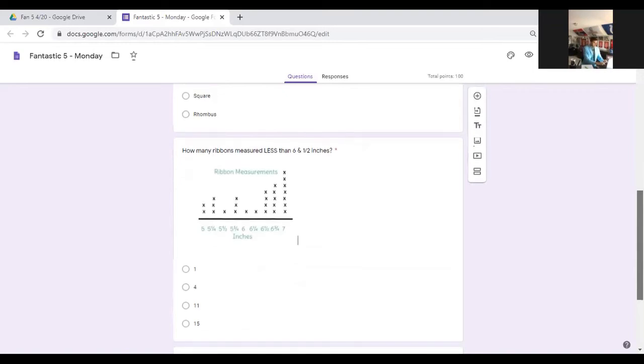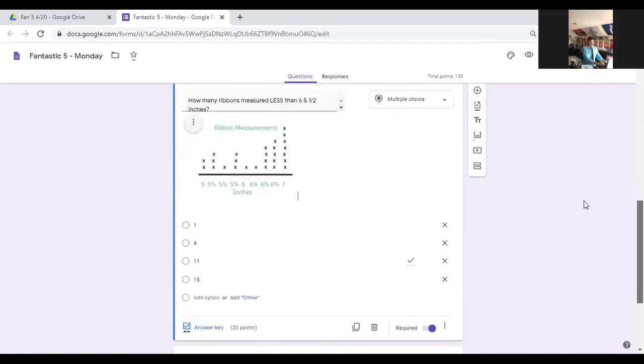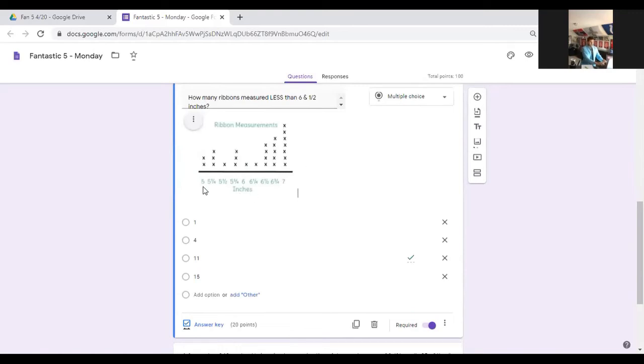Okay, number 4. Again, this one can come down to 1 or 2 words. It depends if you read it correctly. It says, how many ribbons measured less than 6.5 inches? Less than 6.5 inches. So guys, first thing you got to do is look at your line plot. This is measuring the ribbons, how long they are. Okay, down at the bottom, this shows how long they are in inches.